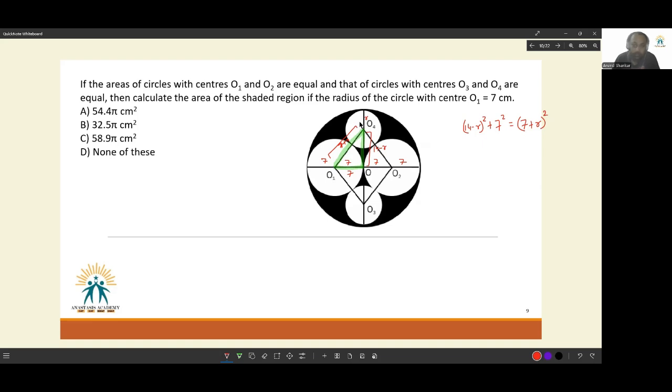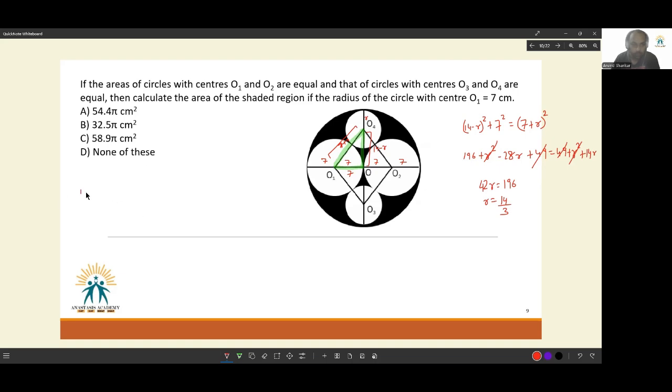This will lead us to the measure of the radius of the smaller circles. So we'll have 196 plus r square minus 28r plus 49 is equal to 49 plus r square plus 14r. 49 gone, 49 gone, r square gone, r square gone. We get 42r is equal to 196 or r is equal to 14 by 3. So now we know the large radius.